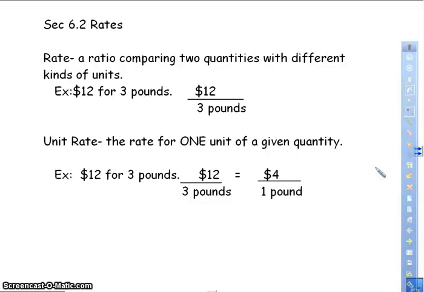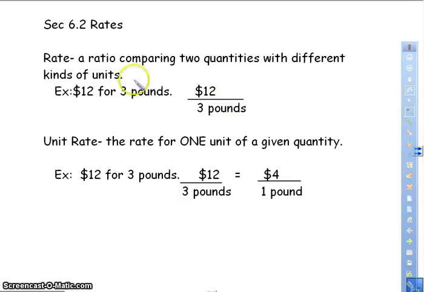You're watching section 6.2, rates. This is going to correlate to what we did the day before with our ratios, except rates are just a different type of ratio. A rate's a ratio comparing two quantities with different kinds of units. So today, for example, we're comparing money to pounds. These money and pounds are obviously different types of units.